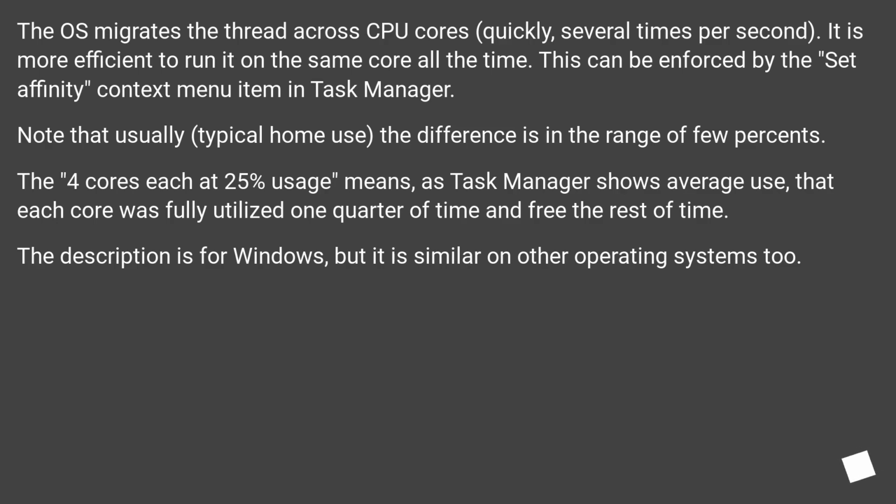The 4 cores each at 25% usage means, as Task Manager shows average use, that each core was fully utilized 1/4 of the time and free the rest of the time. The description is for Windows, but it is similar on other operating systems too.